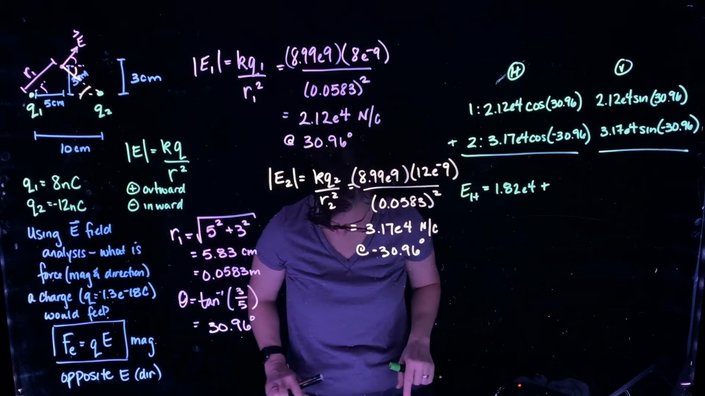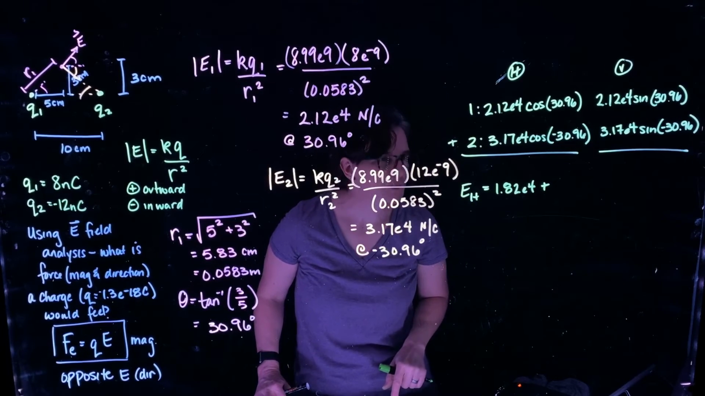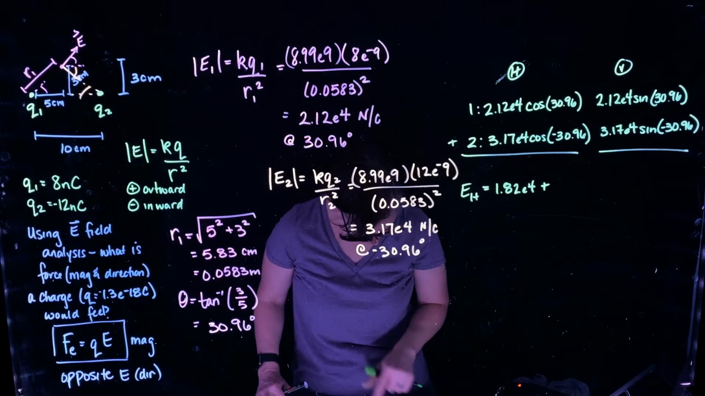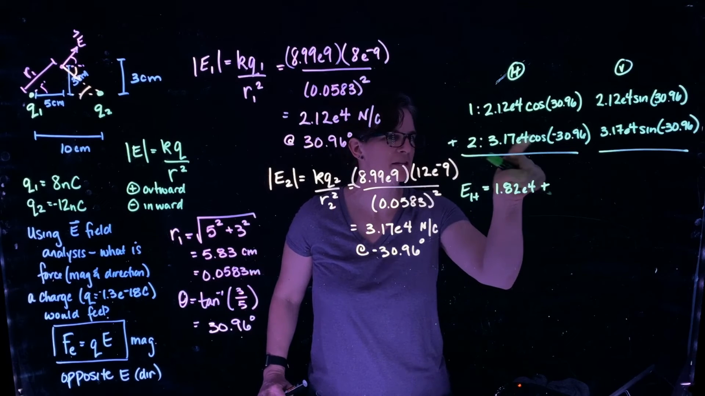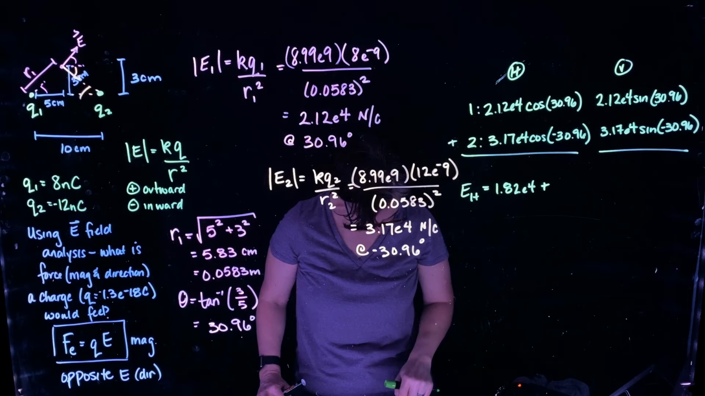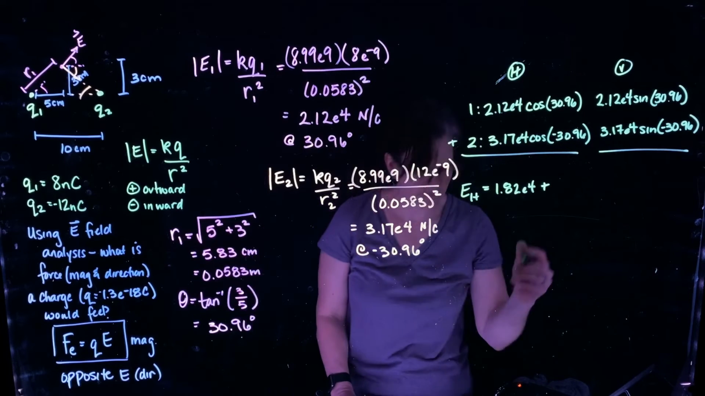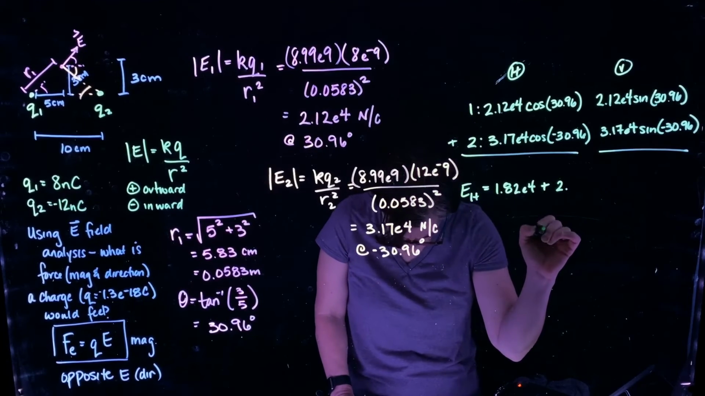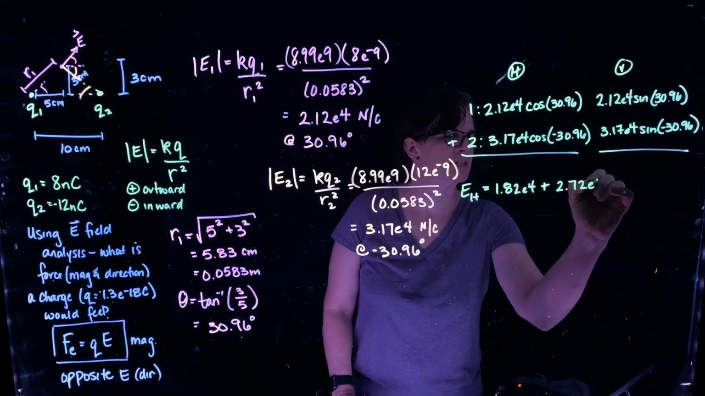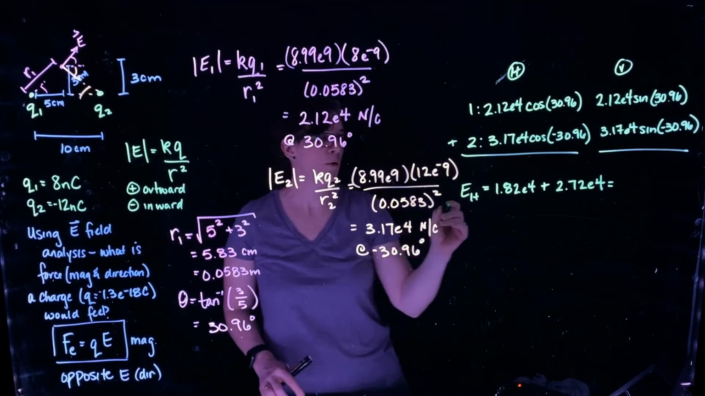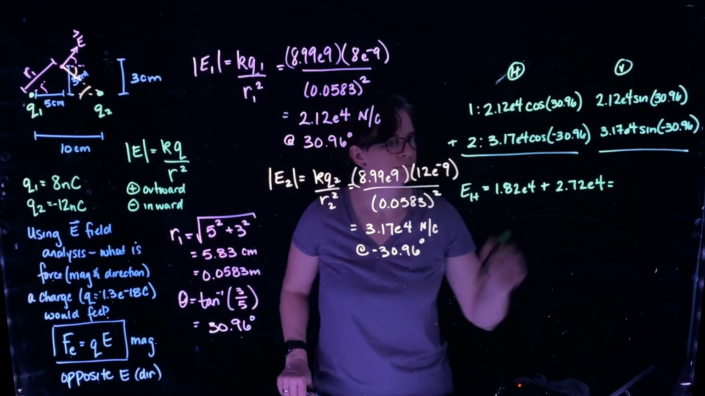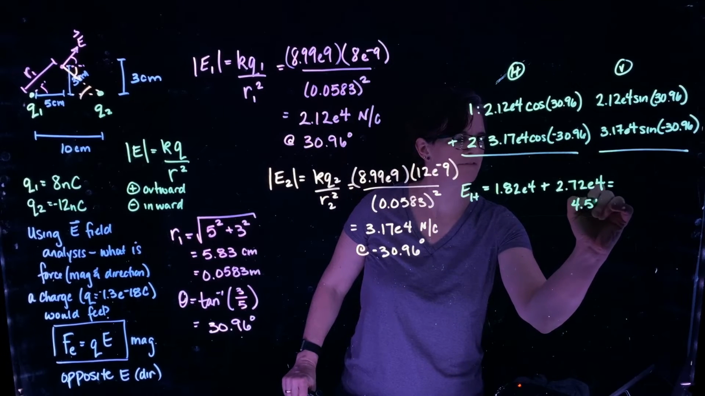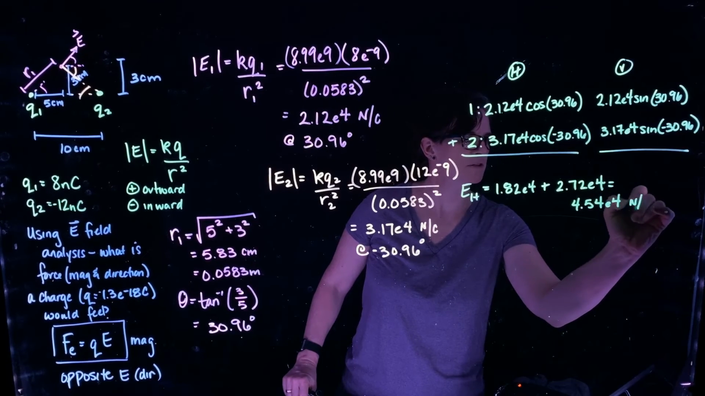plus 3.17 times 10 to the fourth times the cosine of negative 30.96. That should also be a positive value, and I get 2.72 times 10 to the fourth, which gives me a horizontal component of 4.54 times 10 to the fourth newtons per coulomb.